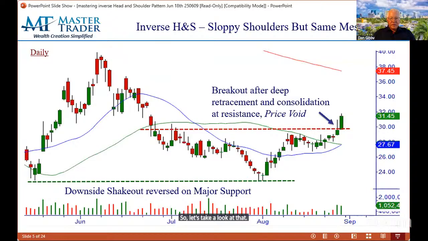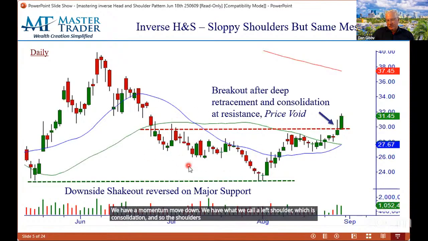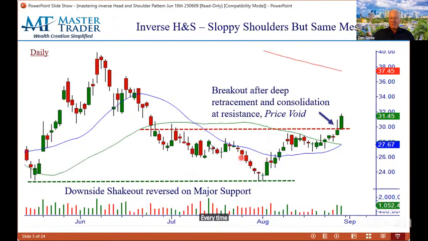So use as many examples as we can, and as Greg says, it's the same but different. But here's the very simple one line. We have a momentum move down. We have what we call a left shoulder, which is consolidation. And so the shoulder's going to be different every time. And then we have a momentum move down, a rapid retracement back to resistance and consolidation.